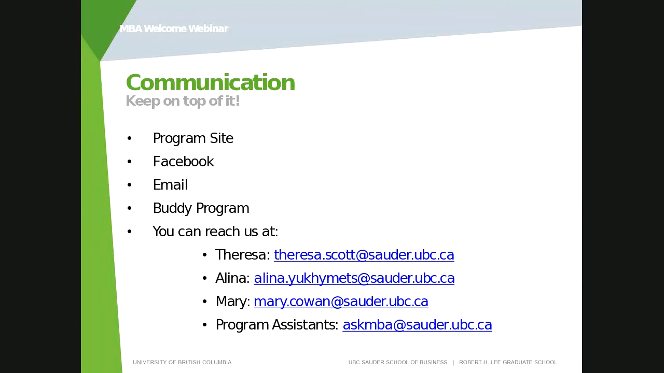You have your Facebook group as well, which is a great source of support with your fellow students. The emails that we'll be sending you, the buddy program, as I mentioned before, definitely sign up for that if you haven't already. And here are some email addresses where you can reach us directly. And if you're not sure who to reach out to, you can always send it to our general email at askmba@sauder.ubc.ca, and we can forward that through to the right person.